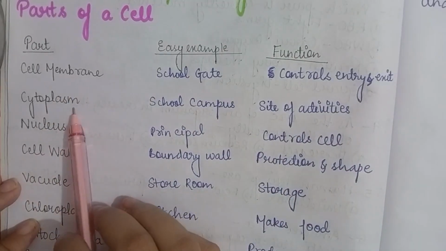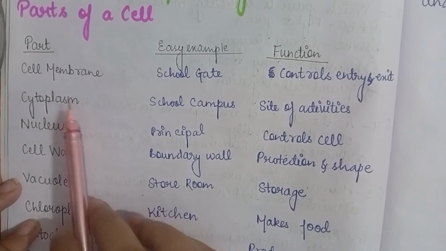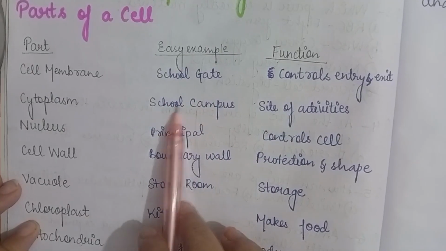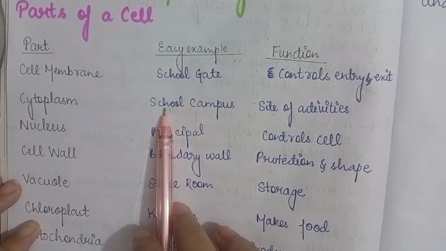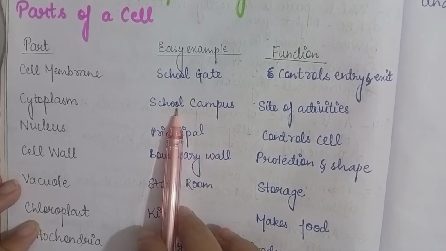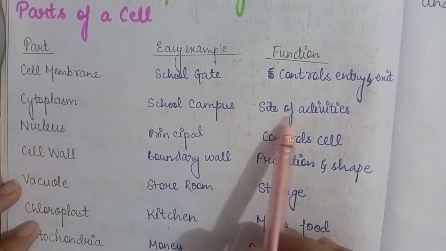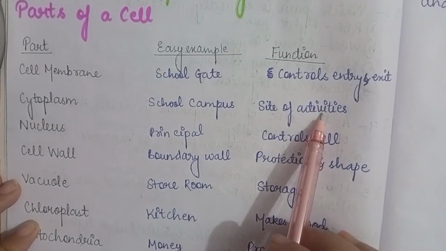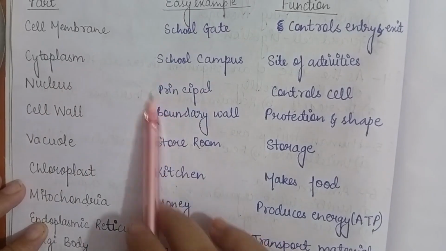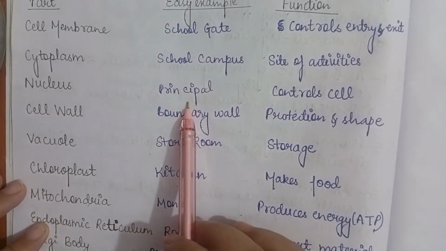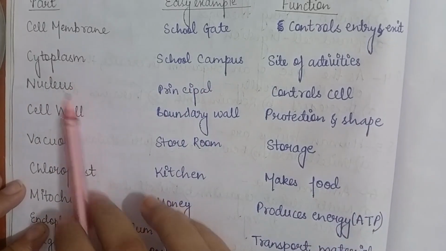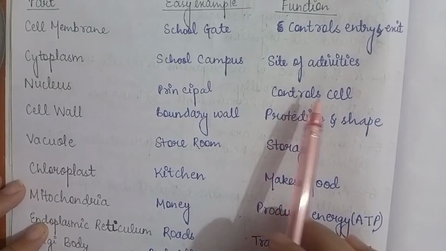Next is cytoplasm. So you may consider cytoplasm as a school campus. So in school campus, what happens? We do different kinds of activities. We play. Our assembly takes place in a school campus. So similarly, this cytoplasm is a site of activities. Then nucleus. So you may consider nucleus as a principal. So who is the principal? Principal is the head of our school. Similarly, this nucleus is the head of our cell. So it controls the cell.